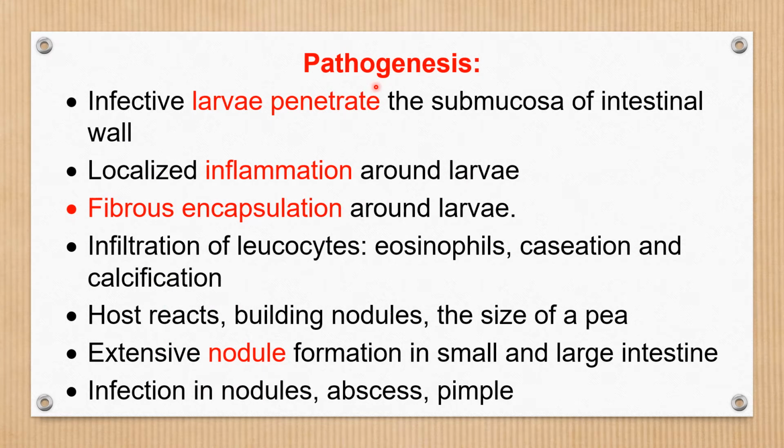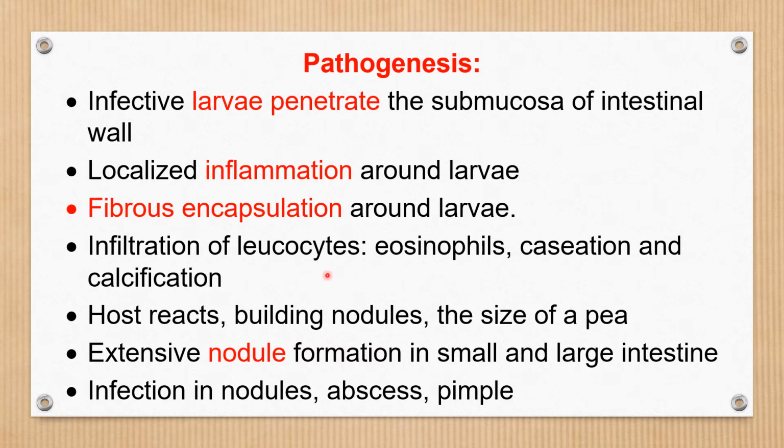Study here the pathogenesis. If you digest the pathogenesis very nicely, it is easy to understand clinical findings also. The infective larva penetrate the mucosa then the submucosa of the intestinal wall after entry into the animal. At the site of entry, there is a localized inflammation around the larvae. Then slowly there is fibrous encapsulation around the larvae.